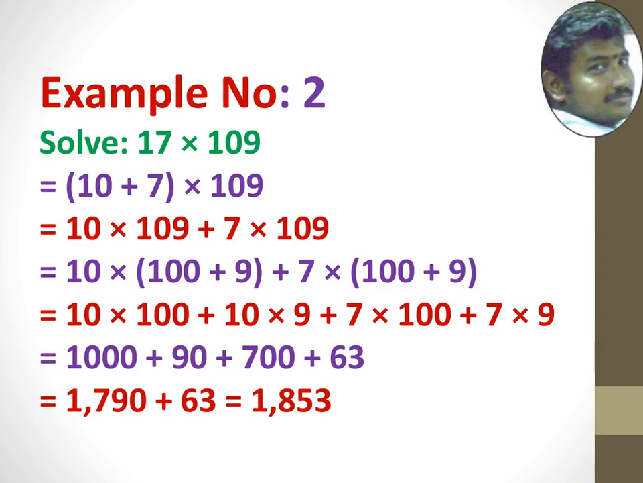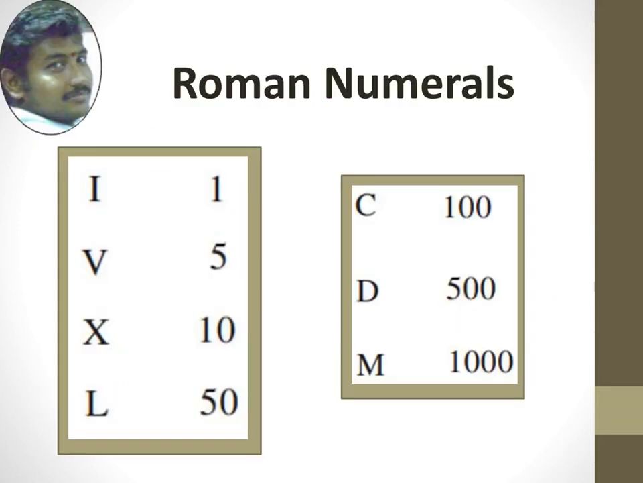Okay, expanding brackets. See 17 into 109. First expand 17: 10 plus 7. So 10 into 109 plus 7 into 109. Then 109 expand: 100 plus 9. So 10 into 100 plus 10 into 9, 7 into 100 plus 7 into 9. What we get? 1000 plus 90 plus 700 plus 63. Total we get the answer. Next we are going to see Roman numerals.